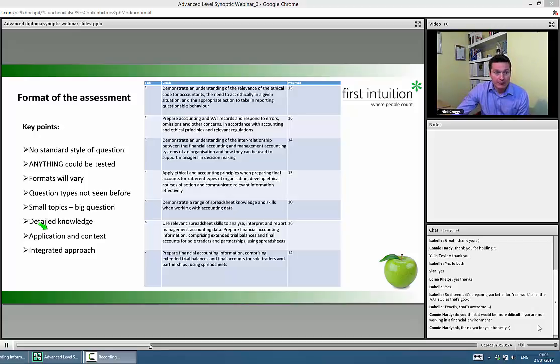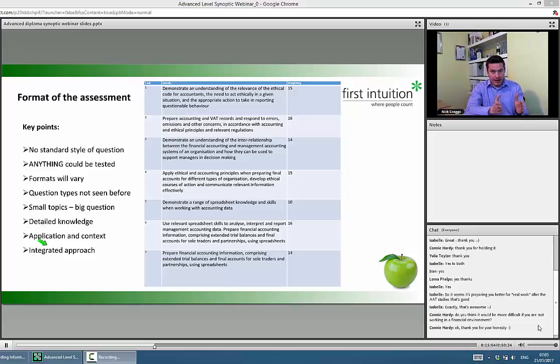In the exam, I don't know if you can read that amazingly well, but you've got 7 learning outcomes. The first one's all about the ethical code for accountants and things like that. So that's going to weigh 15% of the exam. Then you've got preparing accounting and VAT records, responding to errors in VAT. So that's the scenario thing. Things have gone wrong. What can you do about it? That's going to be 16% of the overall mark. Then the interrelation between financial accounting and management accounting.